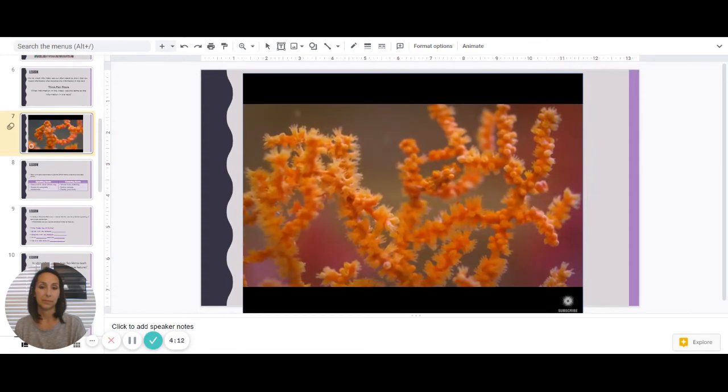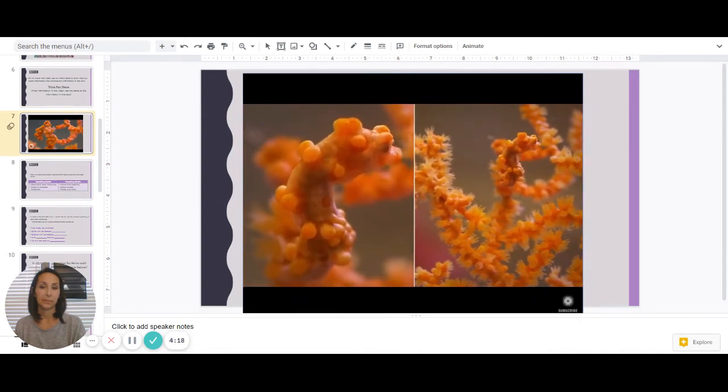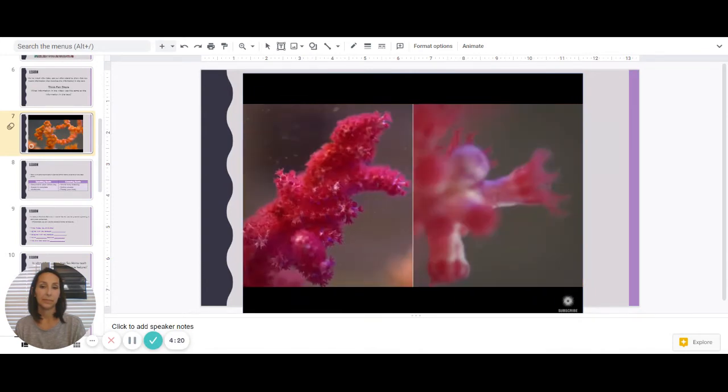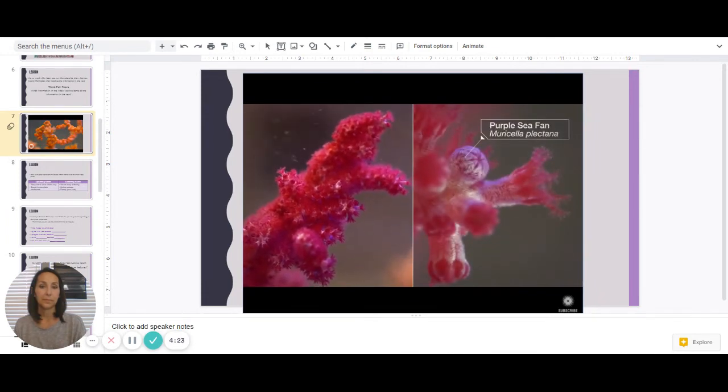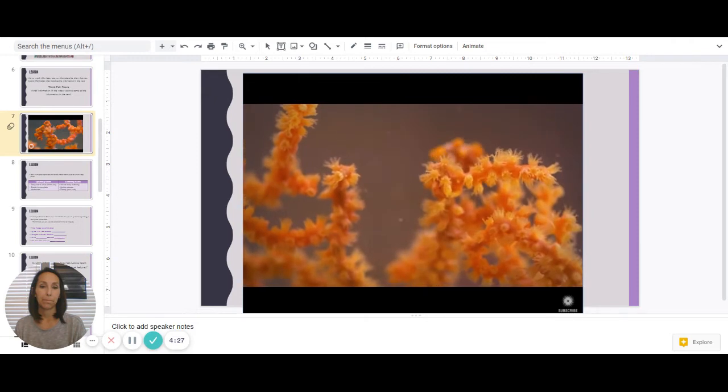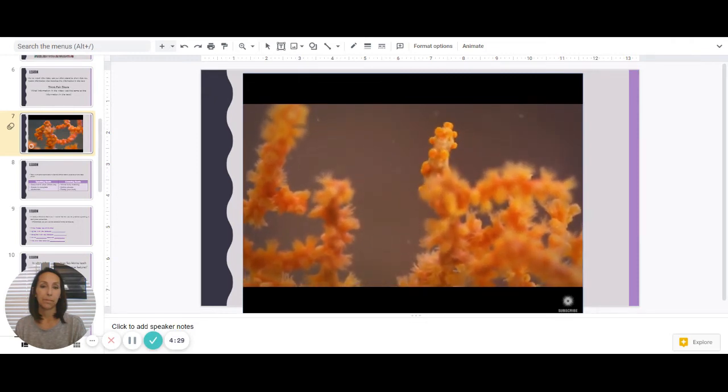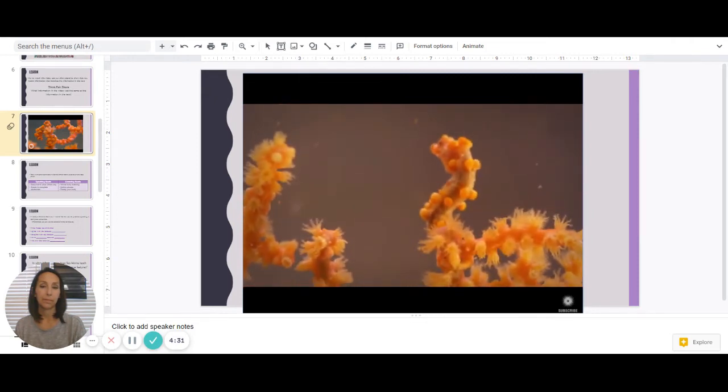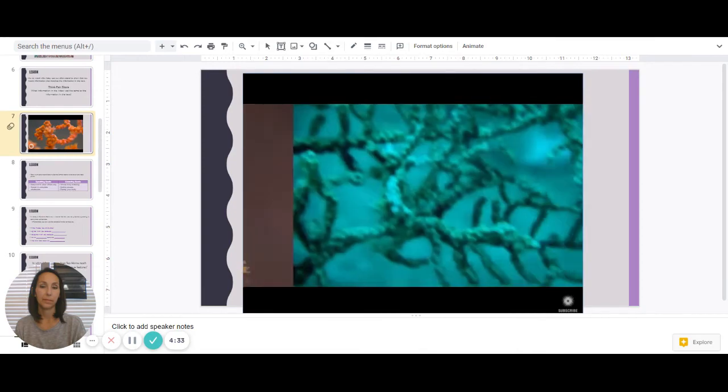So the pygmy seahorses spend their entire adult lives on a type of coral called a sea fan. Orange pygmy seahorses live on orange sea fans. Purple seahorses live on purple sea fans. But here's the mystery. Do they search for a coral that matches their color? Or do they change their color to match the coral?